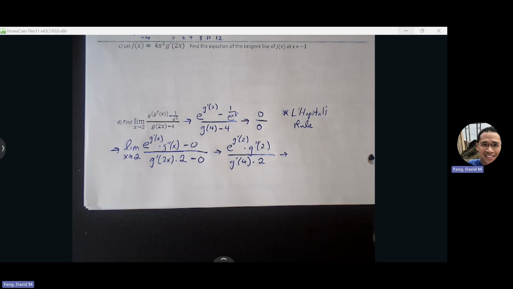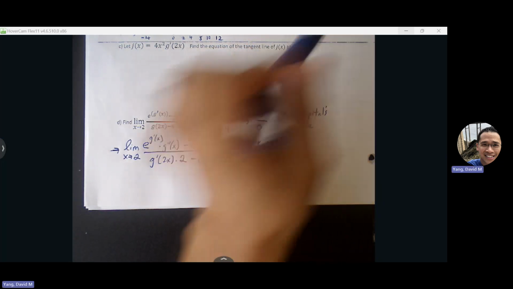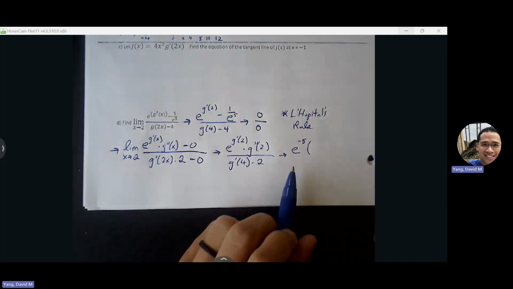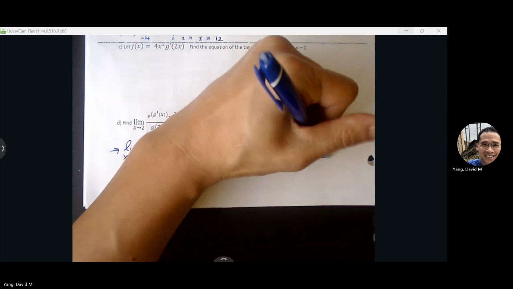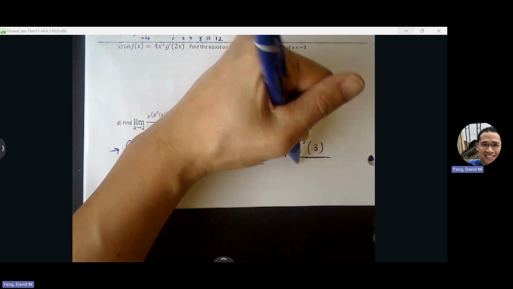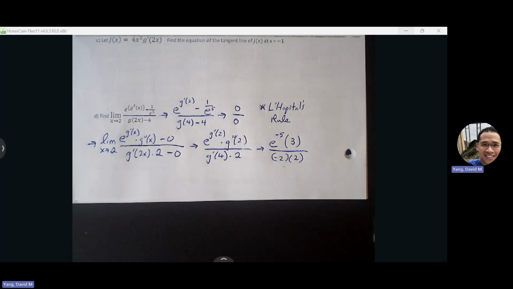So g prime of 2, look at our table of values. G prime of 2 is -1. G prime of 2, my bad. G prime of 2 is -5. G double prime of 2 is 3. And then G prime of 4 is -2. Okay, so that is a real number, so we can stop.